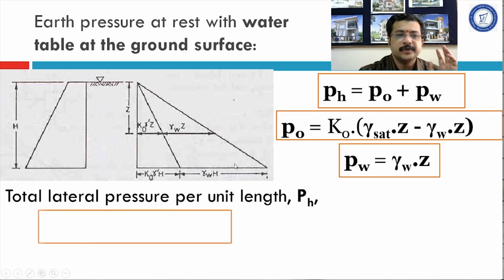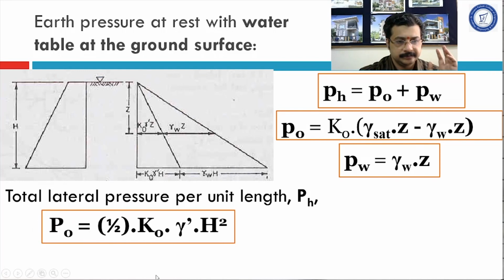So what we have to do? We have to find out the area of the pressure diagram. So the area of the pressure diagram due to submerged weight of the soil would be half base into height. So here in the diagram you can see the base is K0 multiplied by gamma submerged multiplied by capital H. This is the base, and the total height is H. So it is half K0 gamma submerged multiplied by H square. In our earlier equation this was simply gamma, now it is gamma submerged. This is the only difference.